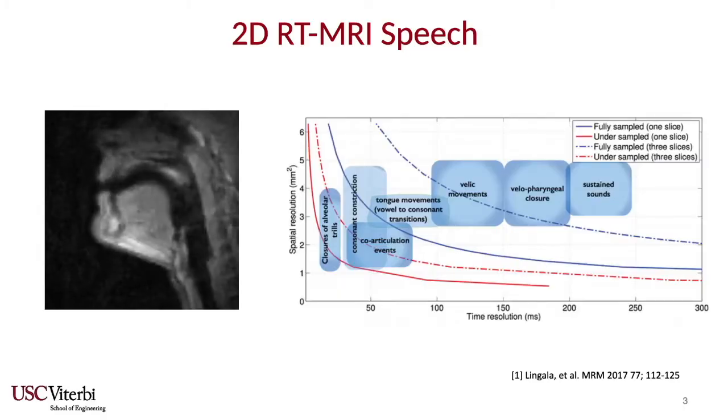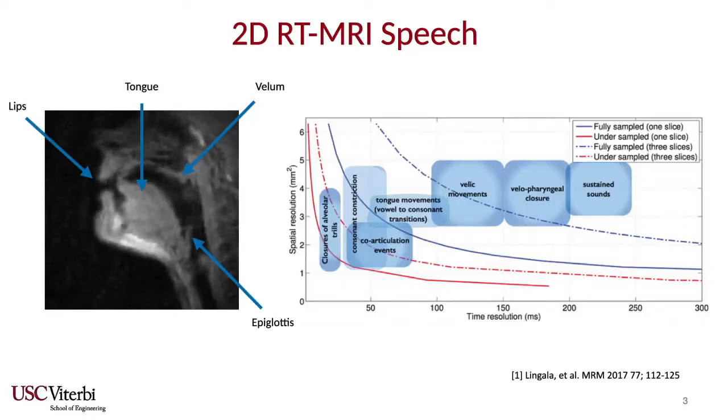Real-time MRI is an emergent imaging technique that's commonly used to measure movements, and one such application is that of human speech, which allows us to image features such as the tongue, velum, lips, and epiglottis within the vocal tract. In order to measure such rapid movements of the tongue and lips, a high temporal resolution is often required.